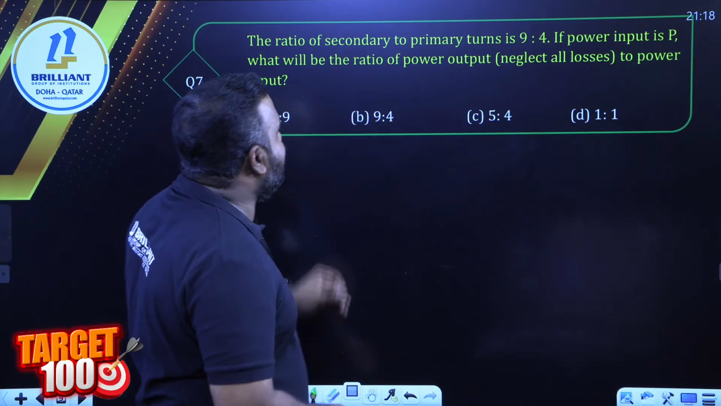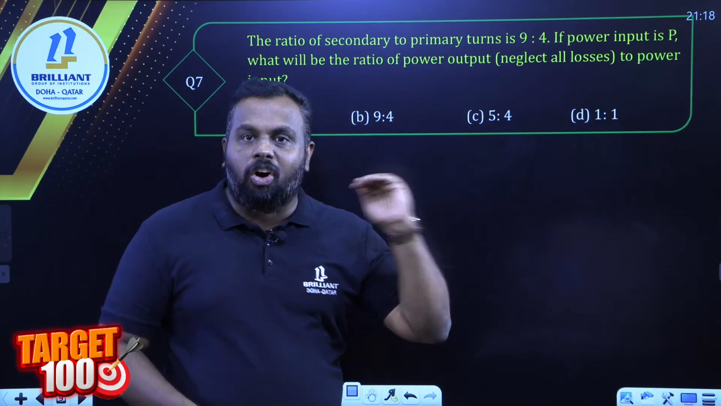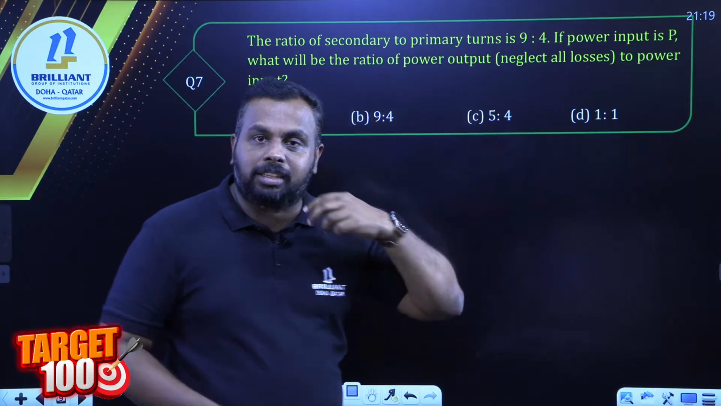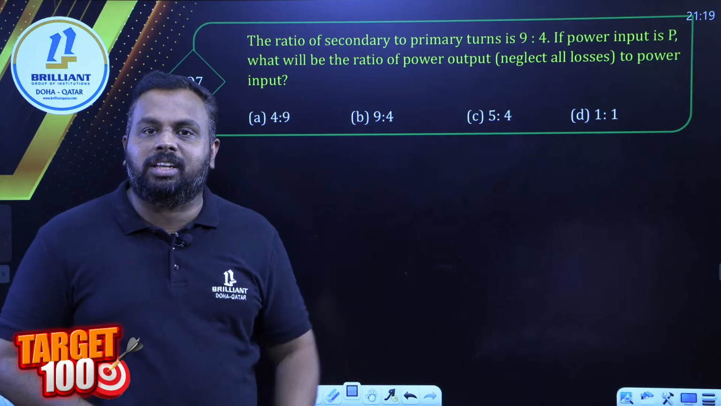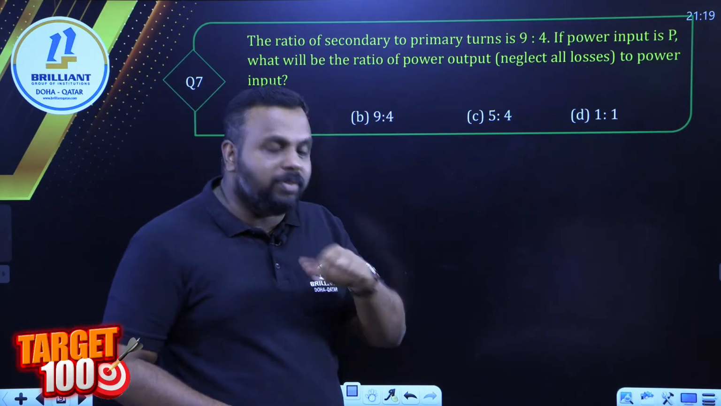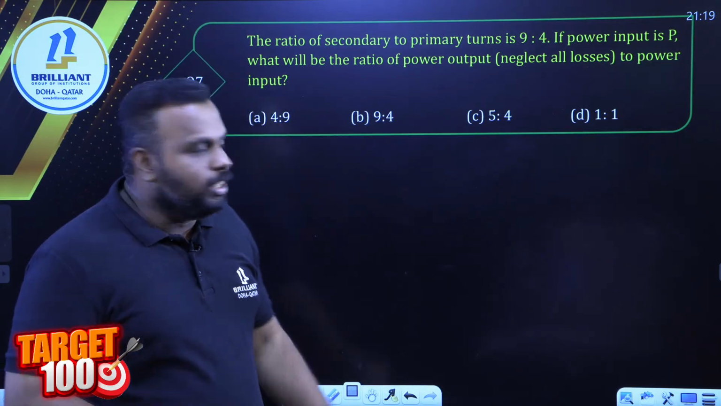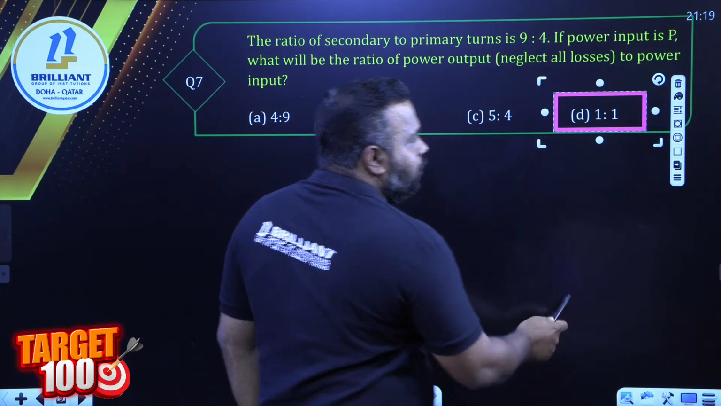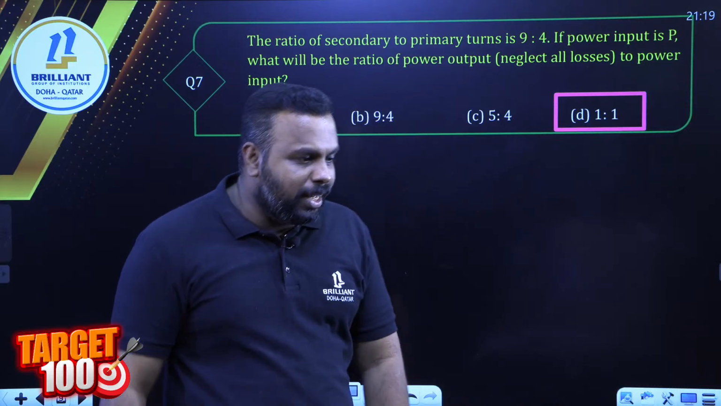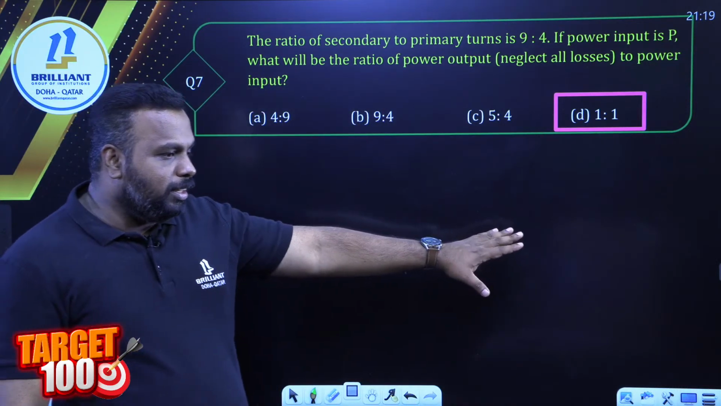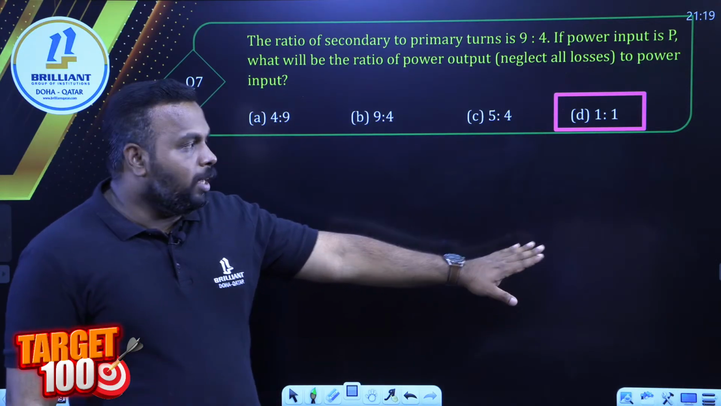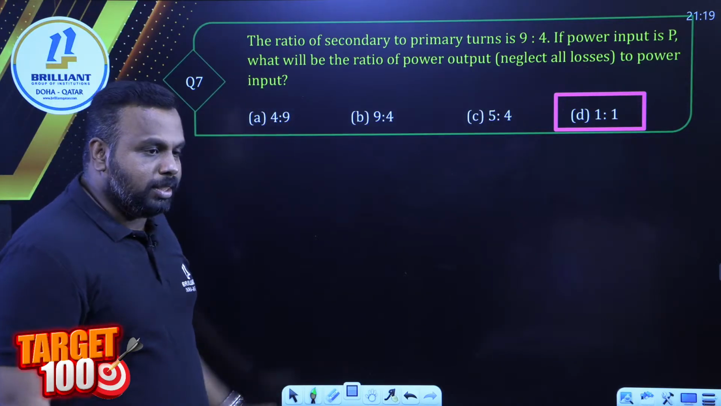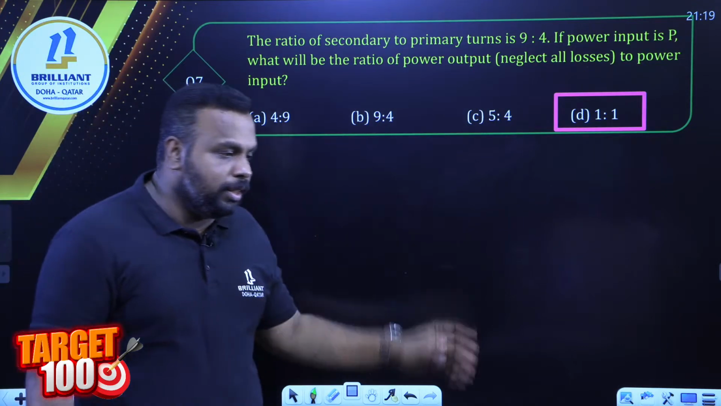Why? Please note that it is given that neglect all losses. It is clearly mentioned in the question. If you are neglecting all the losses, you know that output power is equal to input power. So if input power is equal to output power, the ratio will be 1:1. Please be careful. I think it's clear for those who made a mistake. Input power is equal to output power if you are neglecting all the losses. Can I go to the next question?